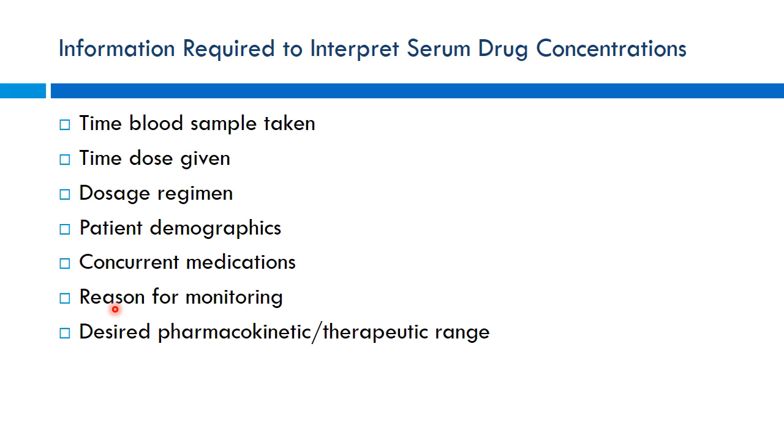You need to know your reason for monitoring, so why do we get this level in the first place? And then looking for that desired kinetic or therapeutic range, right? We need to know what kind of levels we're shooting for, and that can make sense for certain drugs like antibiotics. For instance, with vancomycin, if I'm dealing with a skin infection, it's very easy to get the drug to the site. I may shoot for lower levels, say 10 to 15 mics per ml, versus say meningitis.